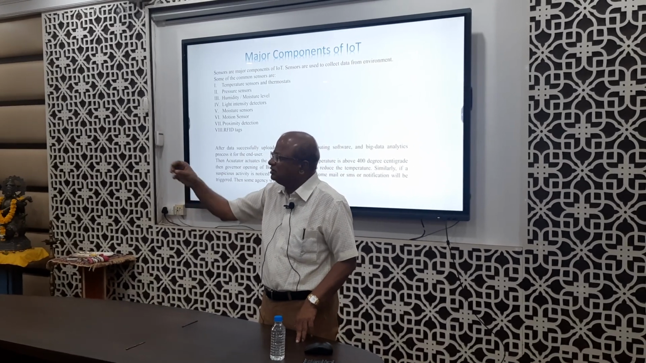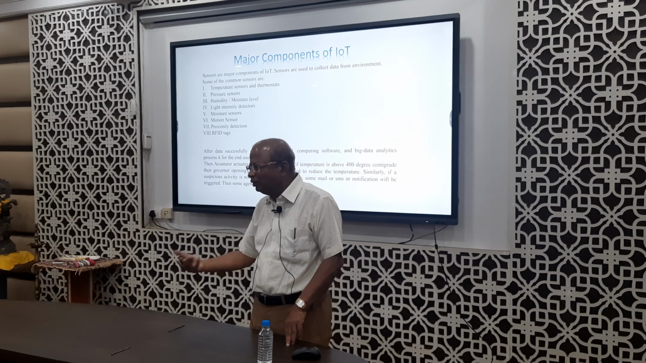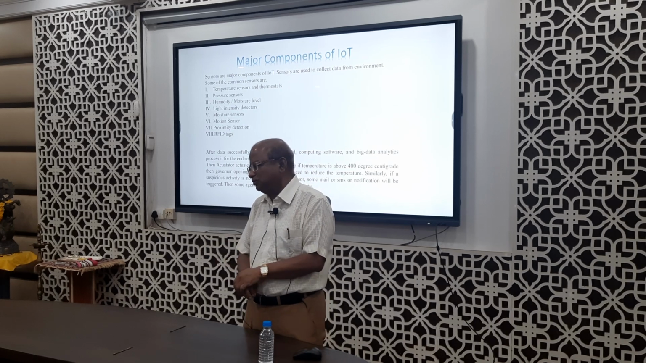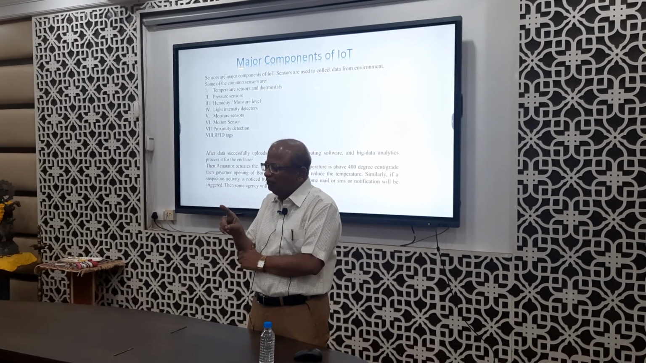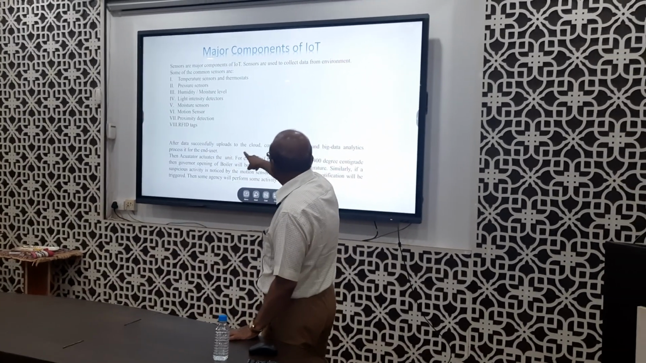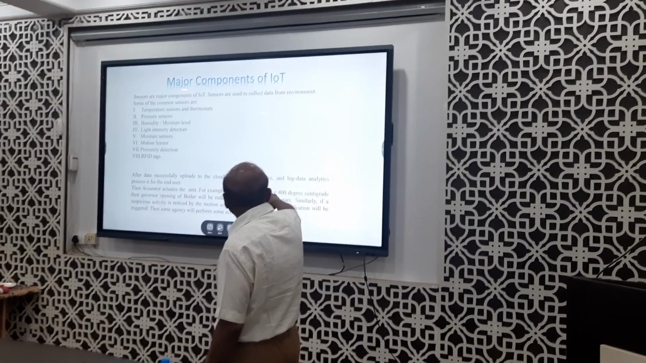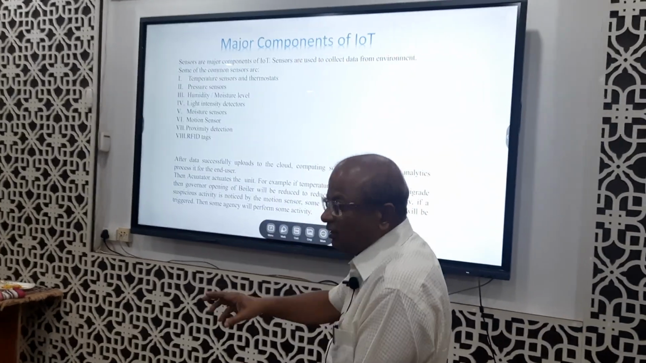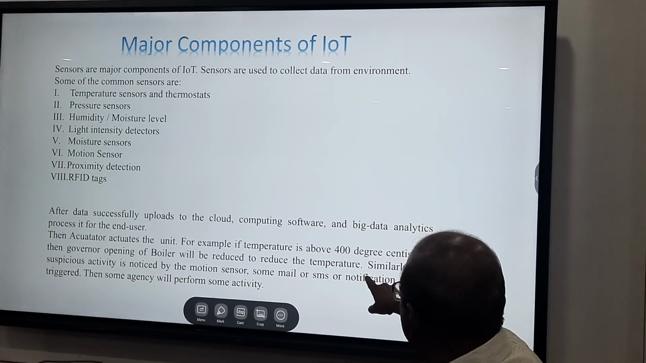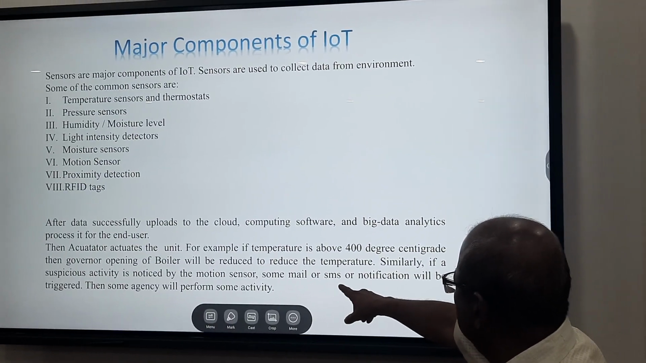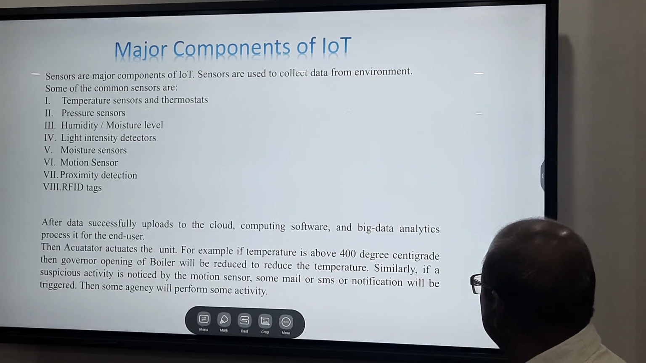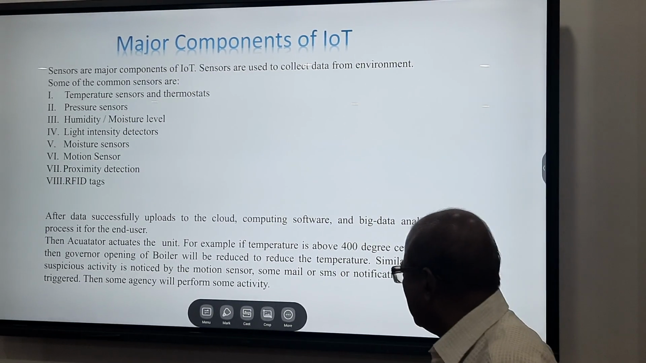So the motion sensor has sensed the movement. Then, as I told earlier, just sensing the movement is of no use unless you take some preventive action, and for that processing of data will be required, and after that some action will be needed. Therefore, after data is successfully uploaded to the cloud, computing software and big data analytics process it for the end user. Then the actuator actuates the unit. For example, if the temperature is above 400 degrees centigrade, then the governor opening of the boiler will be reduced to reduce the temperature. Similarly, if a suspicious activity is noticed by the motion sensor, some mail or SMS or notification will be triggered, then some agency will perform that activity.